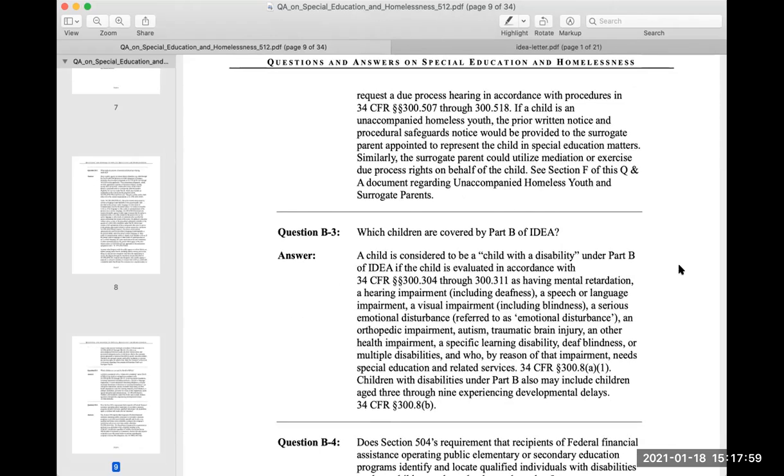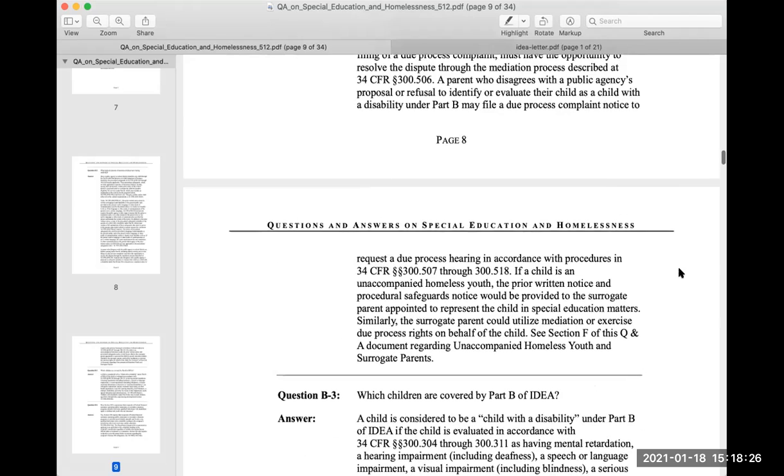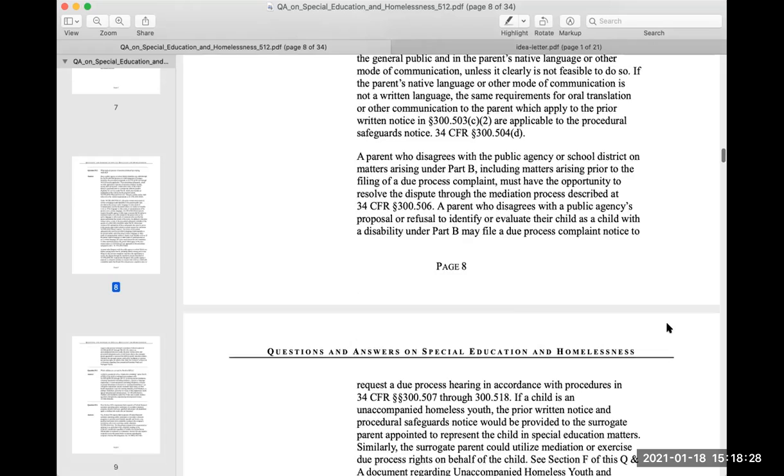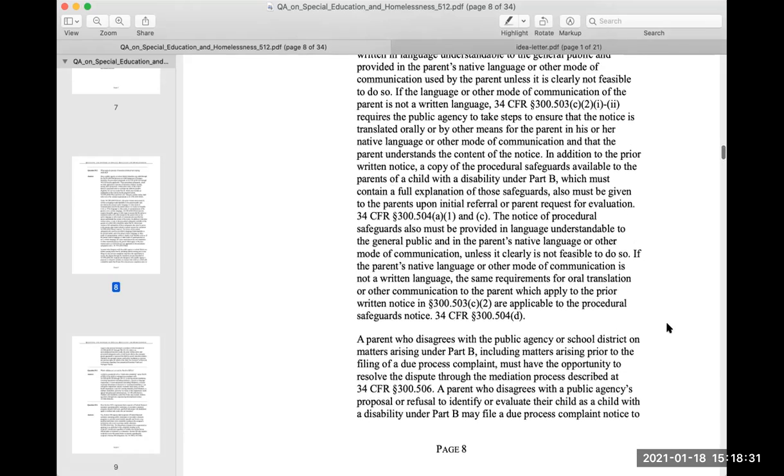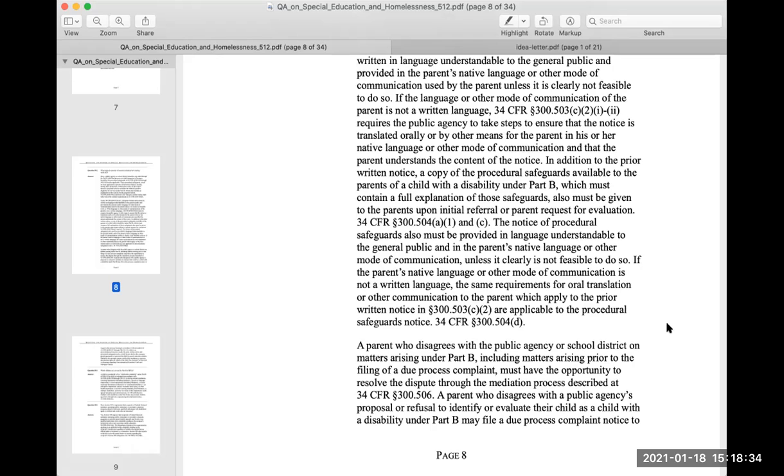34 CFR paragraph 300.504(a)(1) and (c). The notice of procedural safeguards also must be provided in language understandable to the general public and in the parent's native language or other mode of communication, unless it clearly is not feasible to do so. If the parent's native language or other mode of communication is not a written language, the same requirements for oral translation or other communication to the parent which apply to the prior written notice in paragraph 300.503(c)(2) are applicable to the procedural safeguards notice.